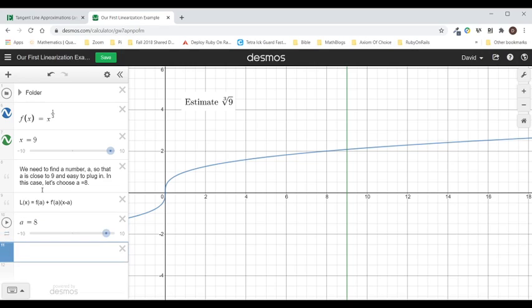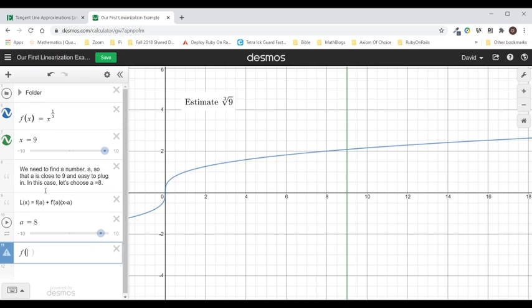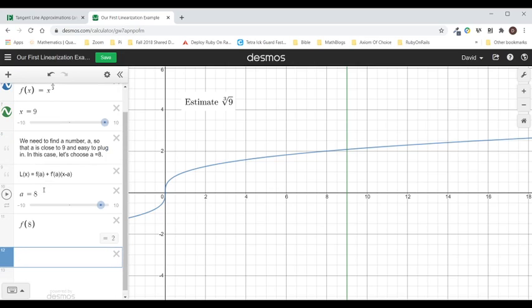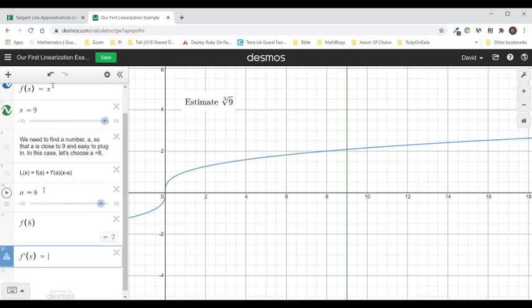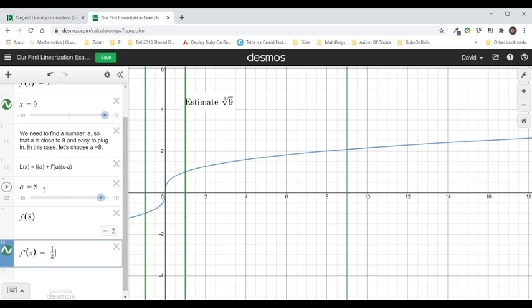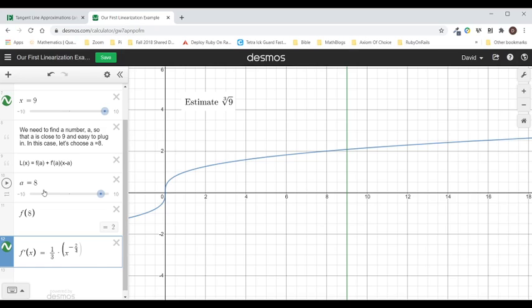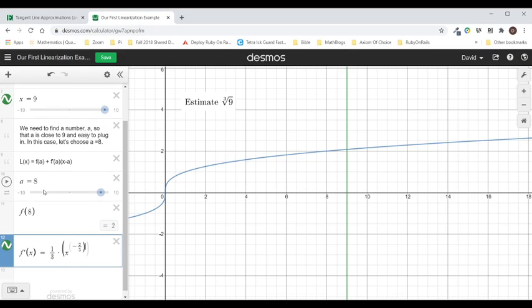Maybe you'll get mad at me, I'm not sure. What I want is f of 8 in this case, and that's just 2, that's good. I do need the derivative, so I'm going to take the derivative, f prime of x equals 1/3 times x to the minus 2/3, like that. That's good. I don't want it graphed, and I think I can shut it off if I want. Let's do that.